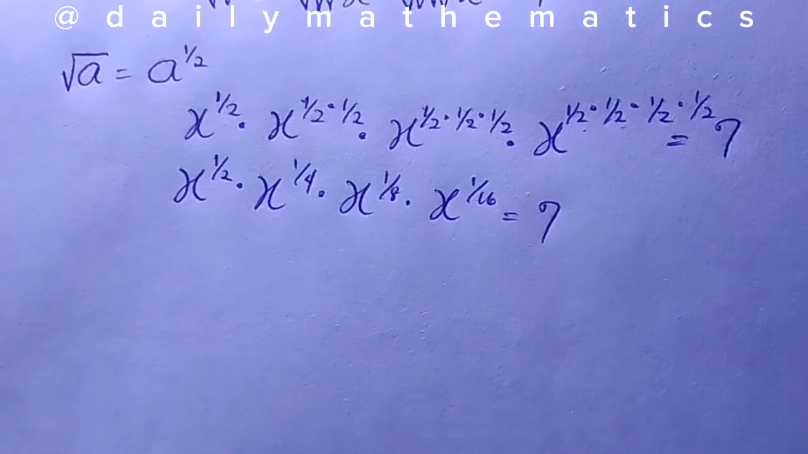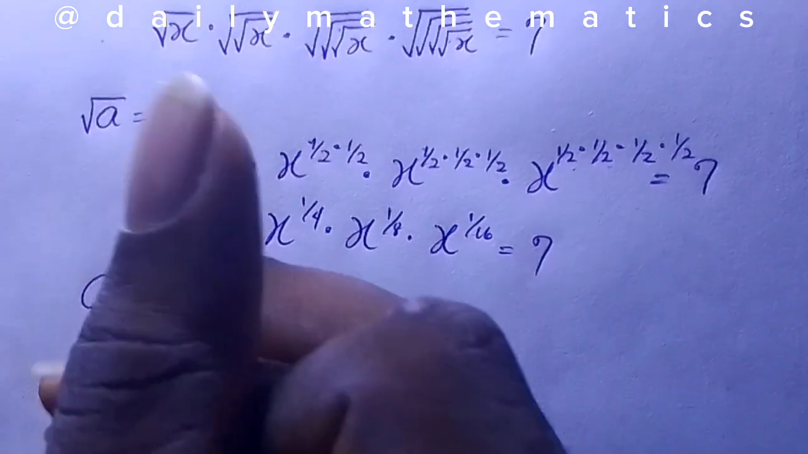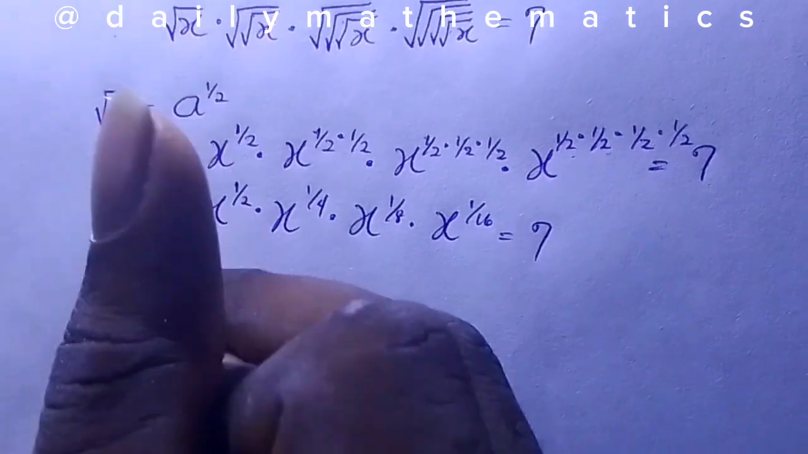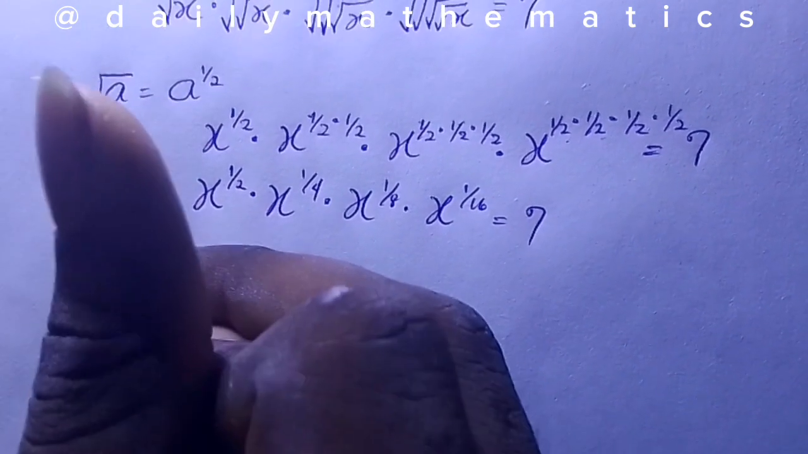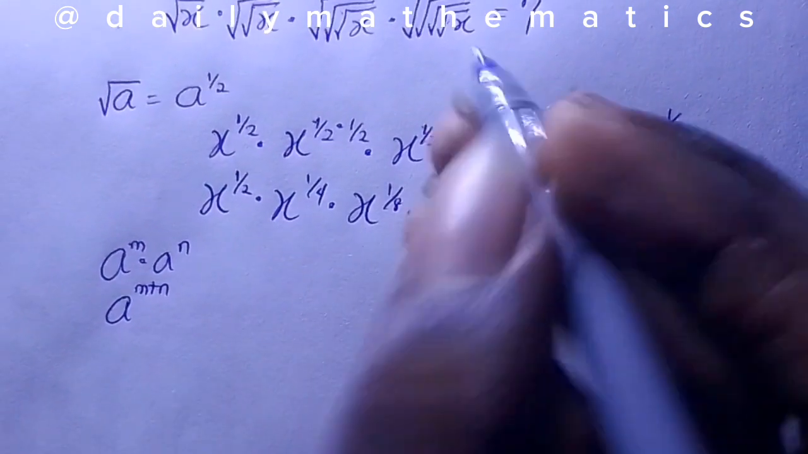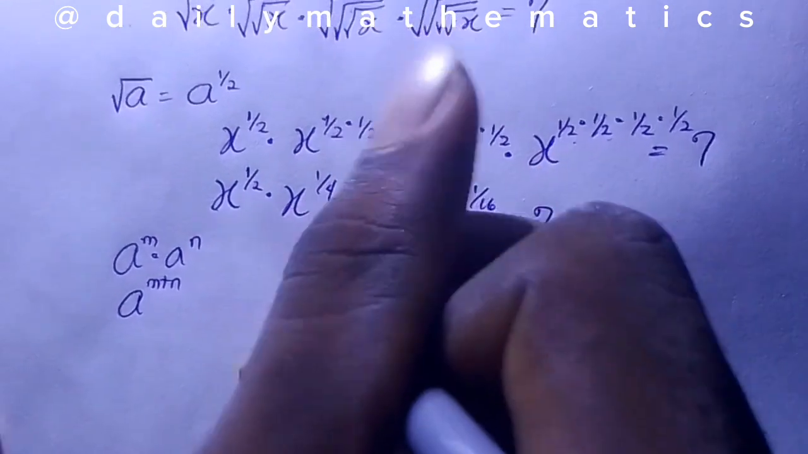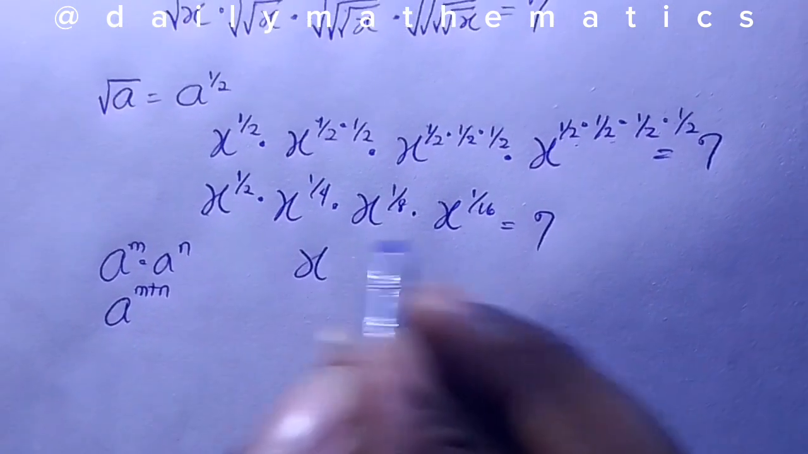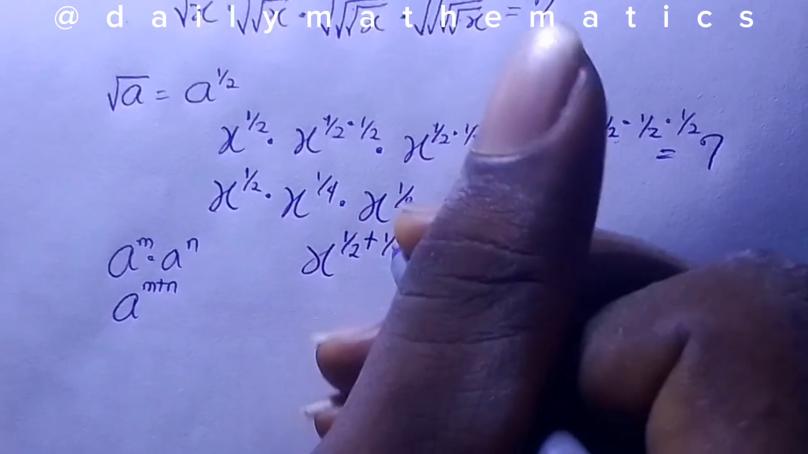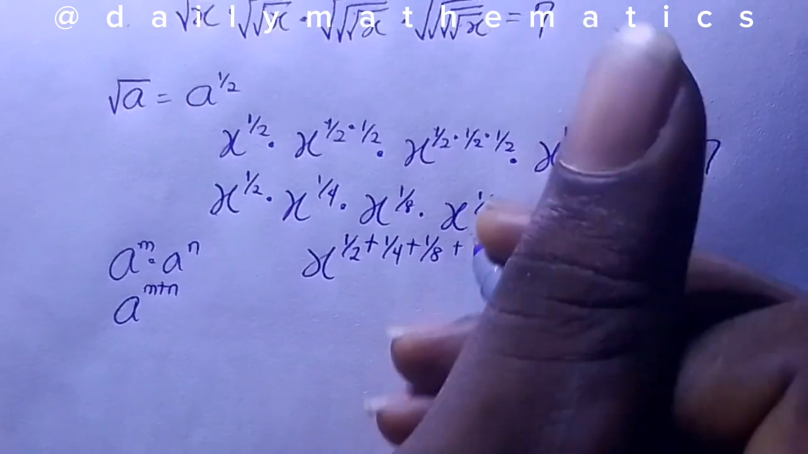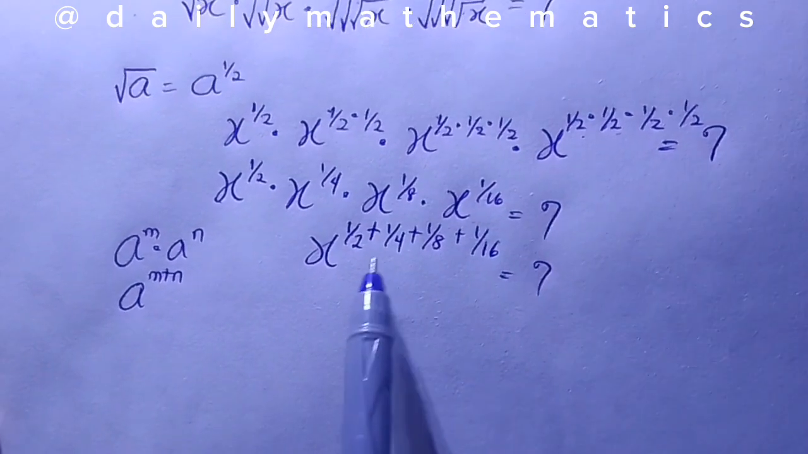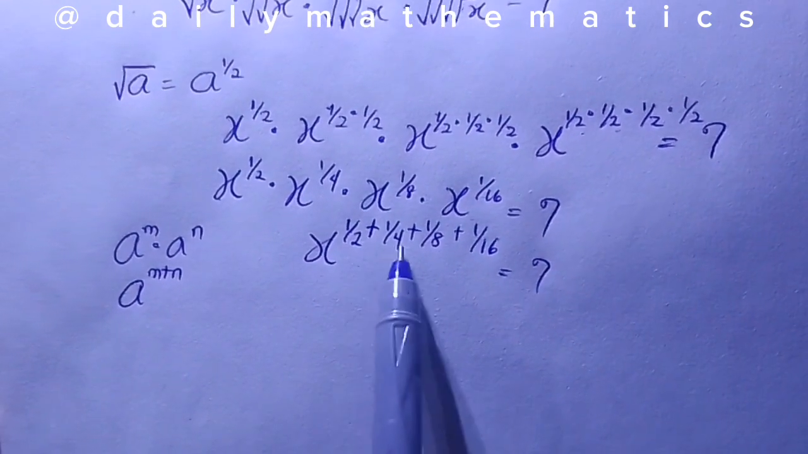Good. So the next one, where we have a raised to the power of m times a raised to the power of n, the bases are the same, so we pick one a, a raised to the power of m, and multiplication changes to addition, a raised to the power of m plus n. So that's the same thing we're going to do for this one. So we pick one x, since we have x as the base here, so we have x raised to the power of 1 over 2 plus 1 over 4 plus 1 over 8 plus 1 over 16 equals 7, right? So now that we have something like this, we'll do the LCM of this.